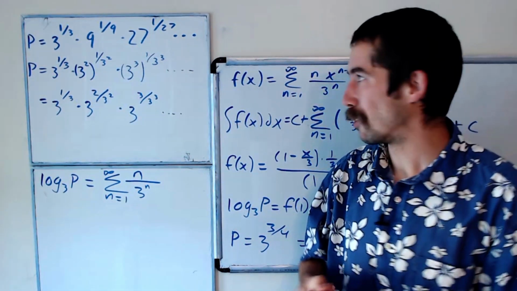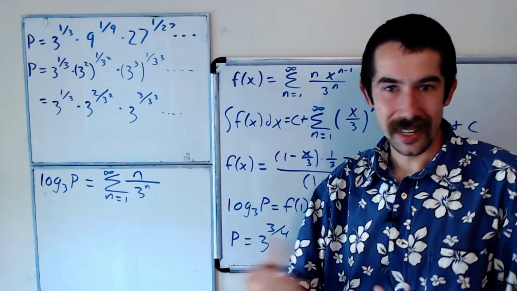This is a pretty classic trick if you have an infinite product, taking the log of both sides and then treating it as a sum.